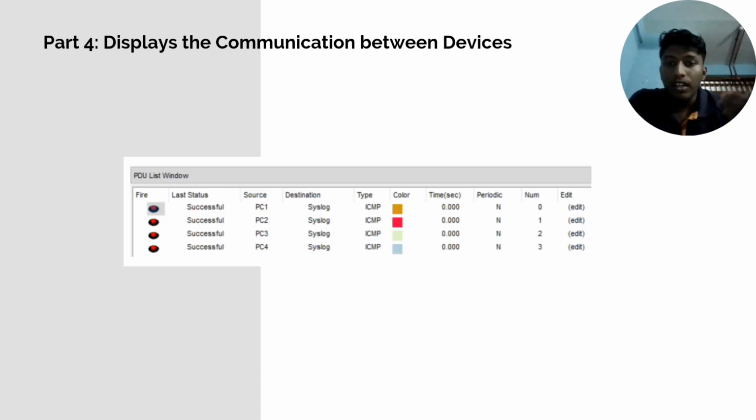So for now, you can see the pings between the PCs and the syslog server, for PC1, PC2, PC3, and PC4. I drag the PDU file and connect the PCs with the syslog server. I get successful results, which means the end devices are successfully communicating with each other.